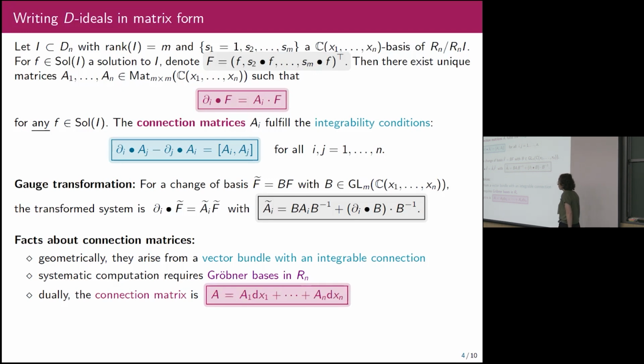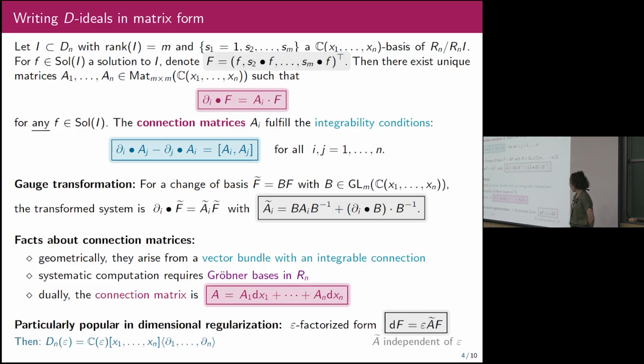And dually, if you prefer that, instead of having n connection matrices, you might also write them compactly as a matrix of differential one forms, and to pass from one to the other, with some dualizing hidden for the sake of this talk, would be this matrix here. Yeah, and in physics, in dimensional regularization, the epsilon factorized form is particularly popular. So you would like to find a basis such that the epsilon factors out and your connection matrix is independent of epsilon.